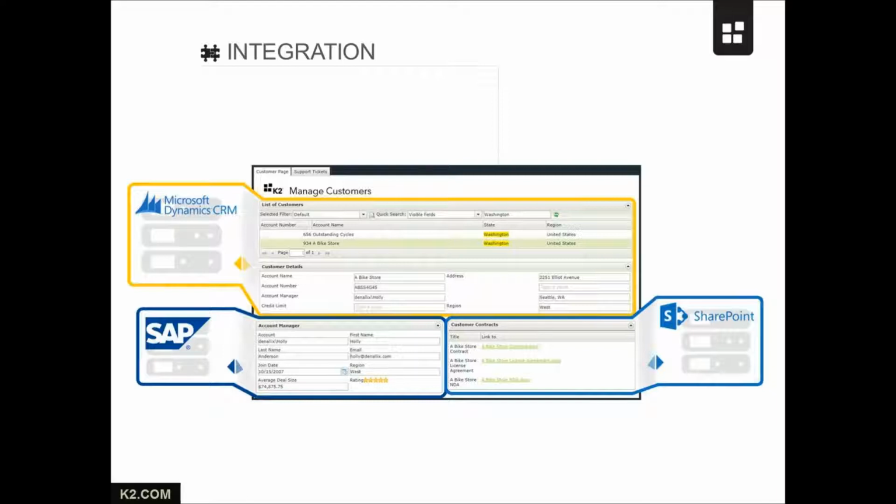Based on either one of the two companies that are listed or selected, K2 will bring in information from other systems and show it to the end user. One piece of data is coming in from SAP. The other is coming in from SharePoint. Now, to the end user, they're not aware of that. All they know is that they are seeing all the information they need to make a decision.